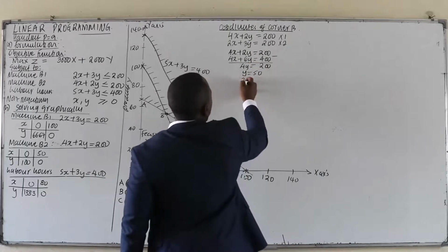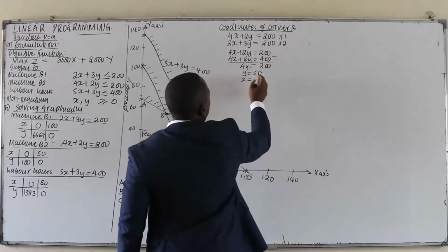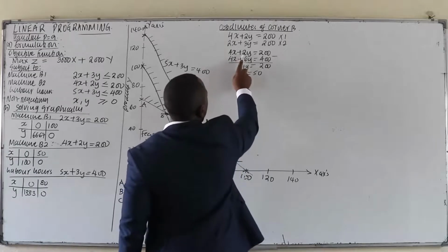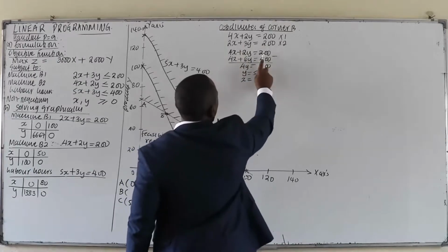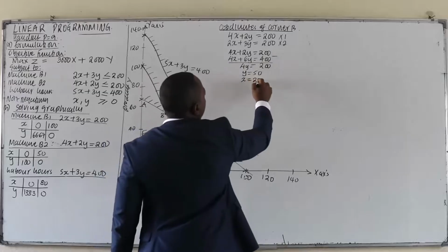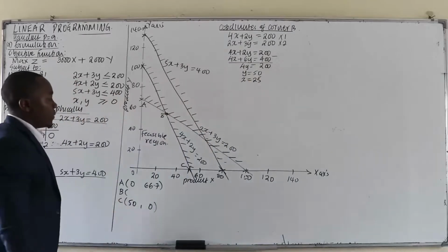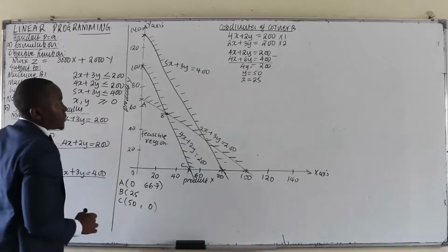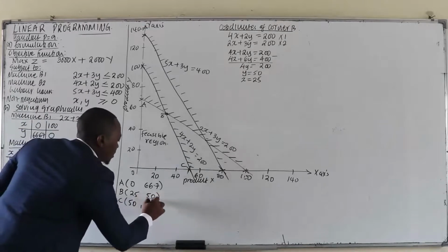If y is 50, you get x by substituting. 2 times 50 is 100. Take it to the other side: 200 minus 100, you get 100. 100 divided by 4, you get 25. So that means corner B, x is 25, and y is 50.